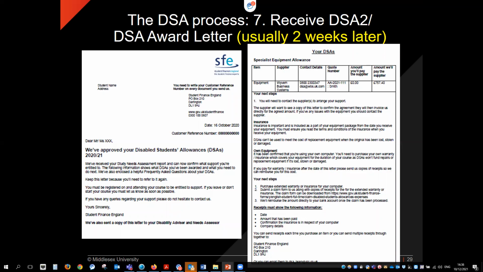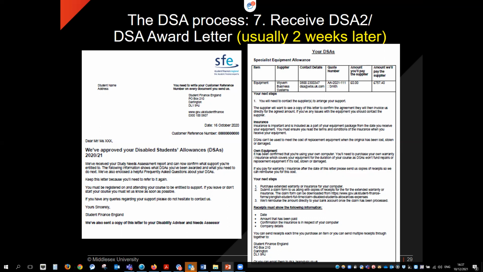If they have any questions about some of the recommendations, they would go back to the needs assessor and ask questions, and then obviously a decision will be made. But by the time the student receives the letter, everything should have been approved. So the support would be approved.